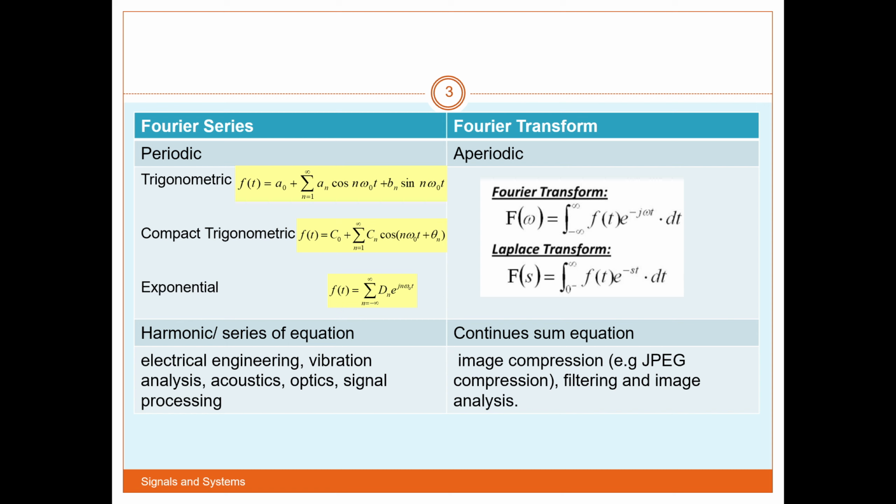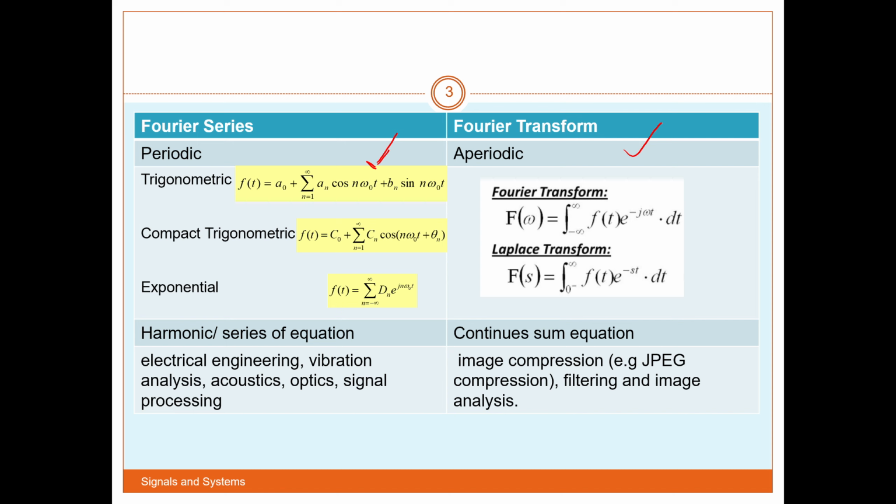Okay. Alright, so previously we have learned about Fourier series. Okay, so we know that for Fourier series, we have a series of equations, whether in sine or in exponential. So this series of equations will represent a periodic signal. Okay, so the Fourier transform will be used for a non-periodic or aperiodic signal. So that is the difference.